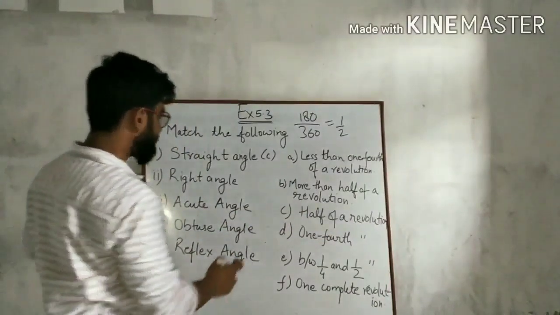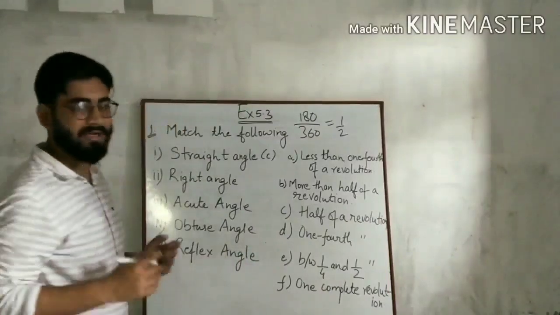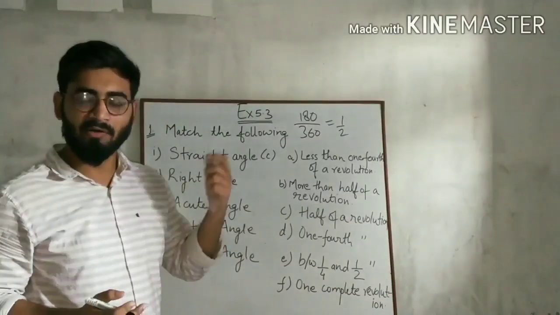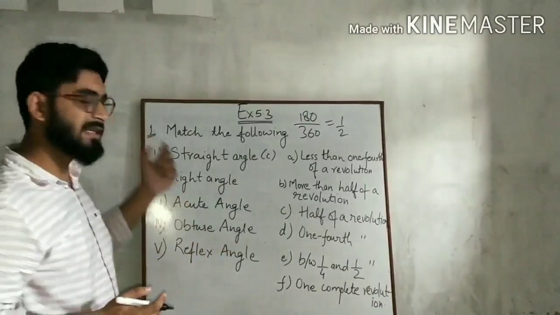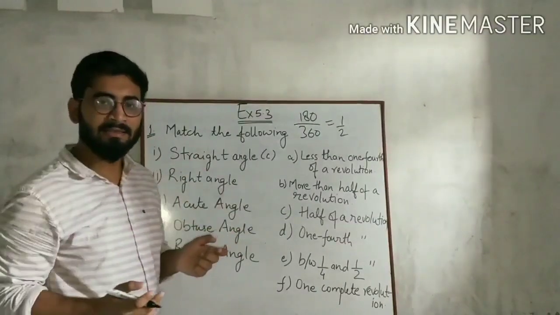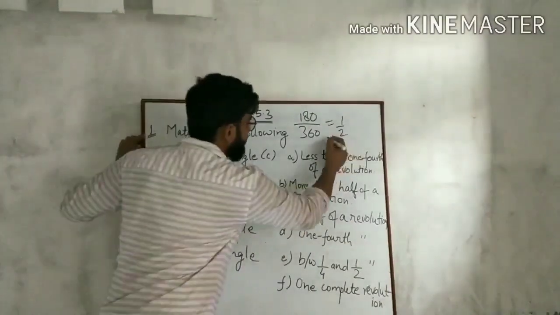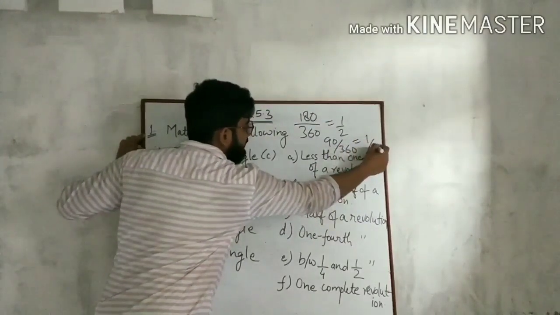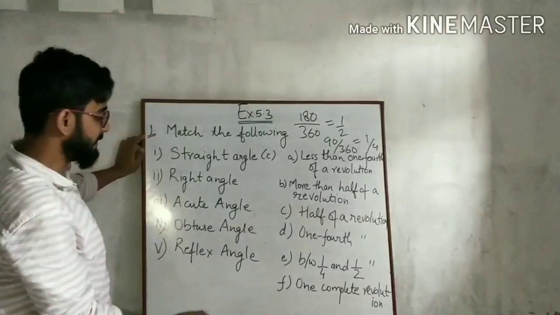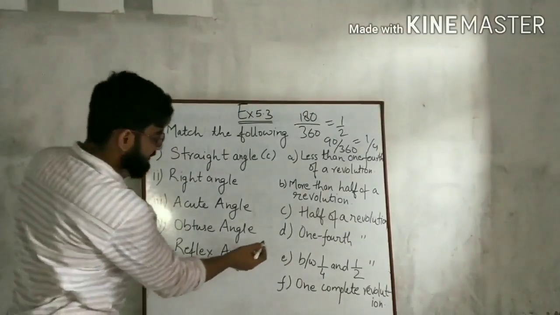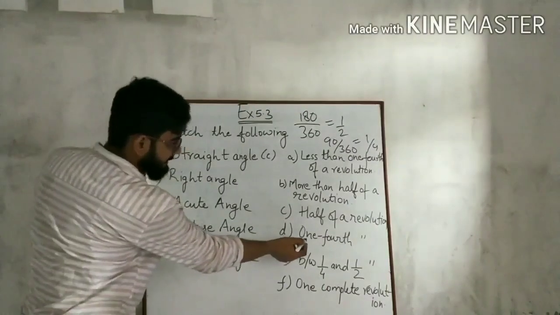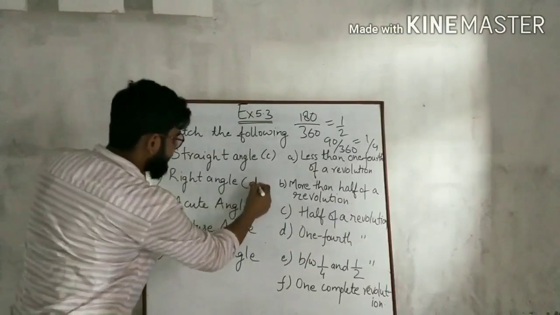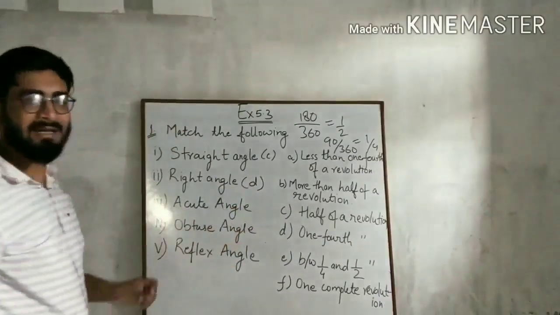Now right angle. What is right angle? An angle of 90 degree. So what will be the revolution in case of right angle? That is 90 upon 360. Then what will be the revolution? 1 upon 4. So where is 1 upon 4? 1/4 is this one. So it will match with B part, 1/4 of the revolution.